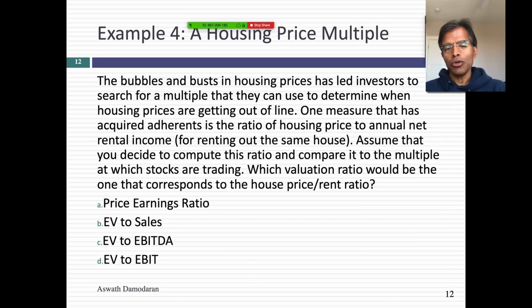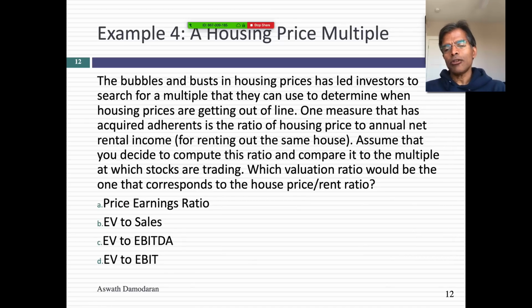You look at what's in the numerator of your real estate multiple, right? What is in the numerator? The entire price of the house, as opposed to what? The equity portion of the house. You might have put in only 30% of that price. I'm looking at the entire price of the house. So already you can see you don't want to use an equity multiple. So cross out the PE ratio. It's definitely not PE.